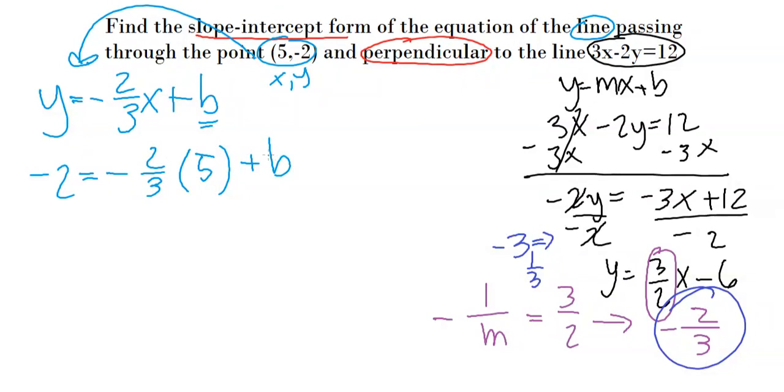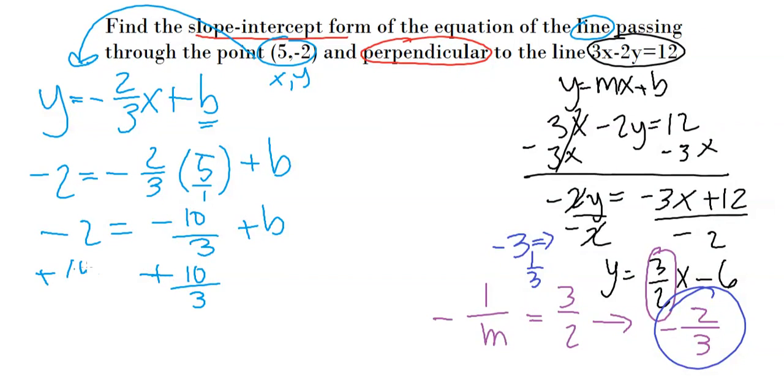So the first thing we're going to do is multiply -2/3 by 5. Something that's helpful to do is just put 5 over 1, so that we're left with -2 = -10/3 + b. In order to get b by itself, we're going to add 10/3 to each side, and we're going to get b = 4/3.